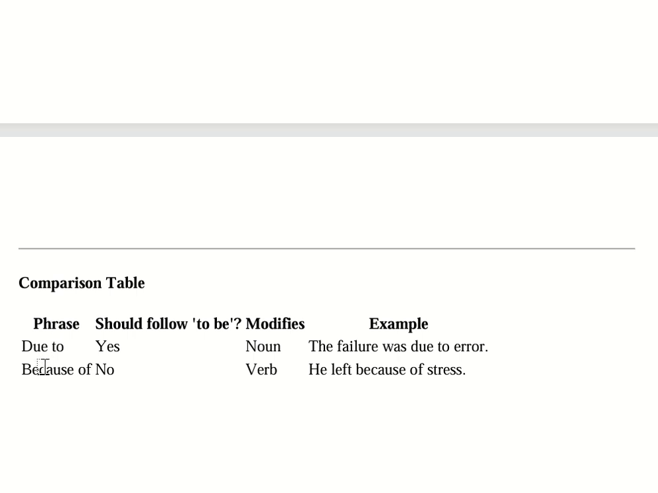If we move to the next one, should because of follow to be? No, because of should not follow to be. What does because of modify? Because of modifies a verb. And here is an example: he left because of stress. Here because of modifies left in the sentence. So I think the confusion is clear now.